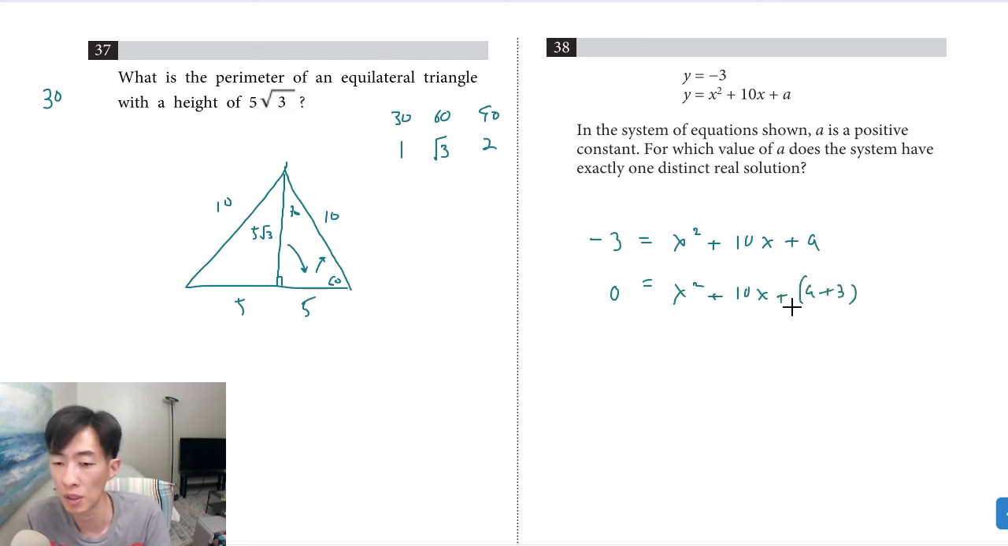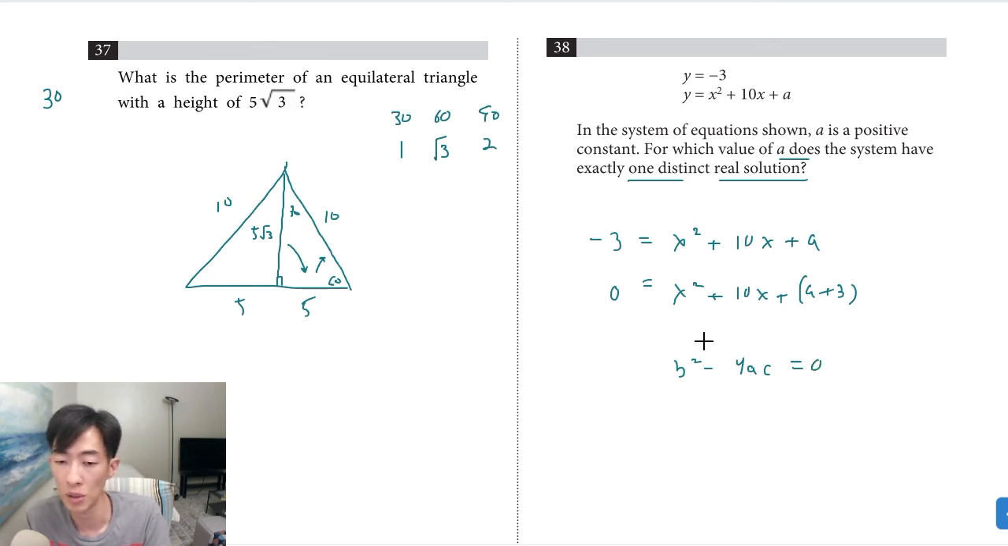I'm putting parentheses around that because that's still my c term. That's still the constant. And now notice what they're asking for. They want to know for what value of a does the system have one distinct real solution. So how do we know if there are multiple or one solutions for a quadratic equation? We use the discriminant, which is b squared minus 4ac. And remember, if we want one real solution, b squared minus 4ac has to be equal to 0.